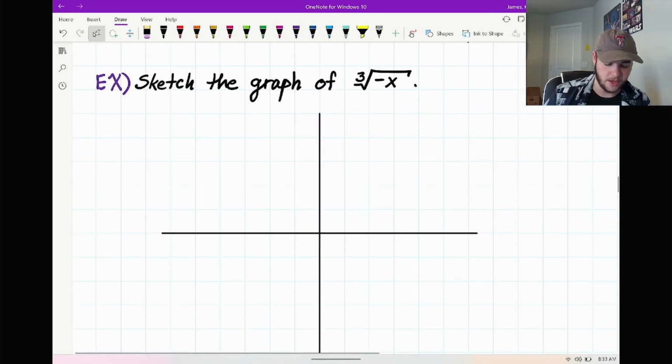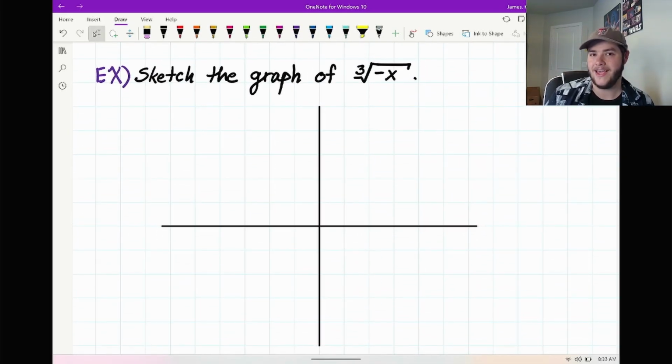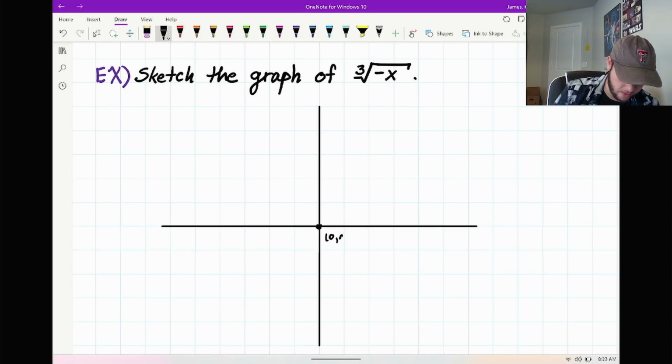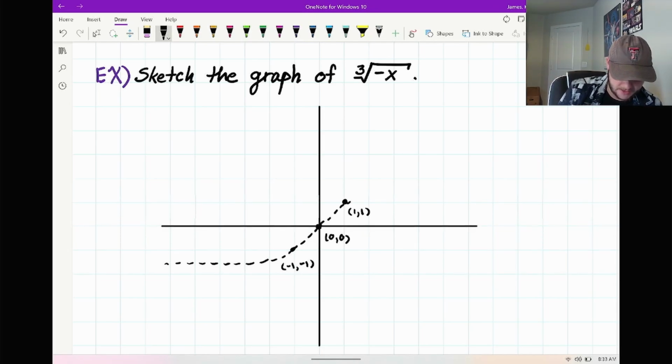Now here you'll notice we've got a negative sign on the input. So my parent function is the cube root of x. And I know that actually has the same 3 points on it that x cubed does, except that the shape of the graph looks a little bit different. This guy looks more like this.